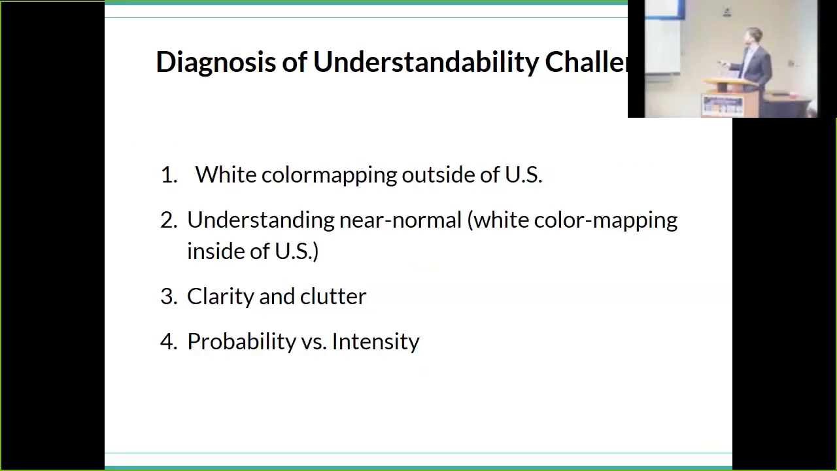Another was understanding what near normal meant in many ways. Another was just being clear about what elements meant what and not trying to cram too many things into too many spaces. And another one, which has been pointed out in many other end-user studies of the outlooks, is that often people still misinterpret these maps as being the intensity of something versus the probability.